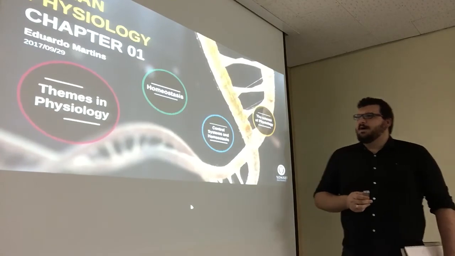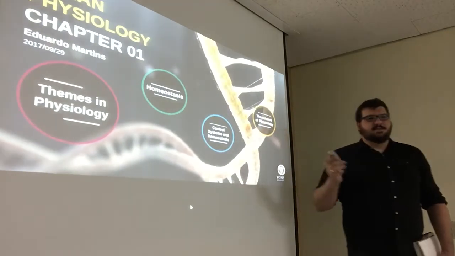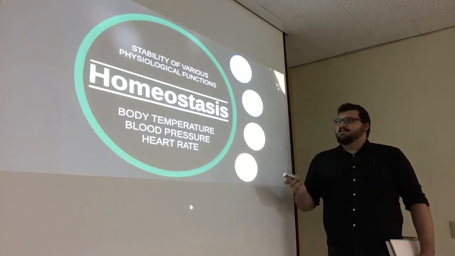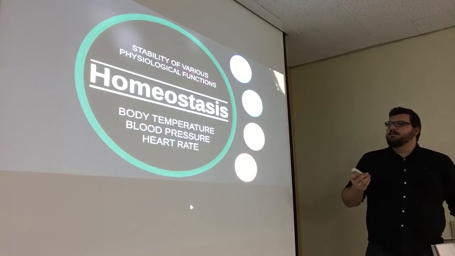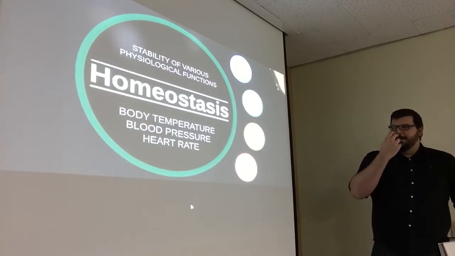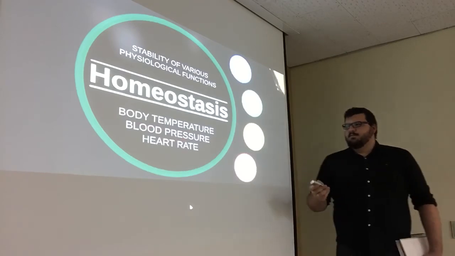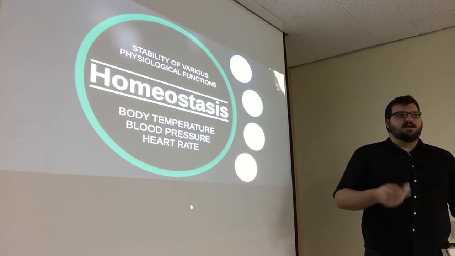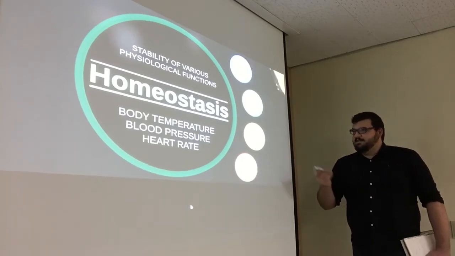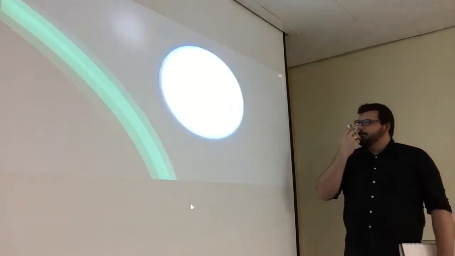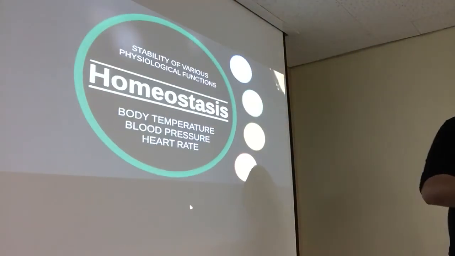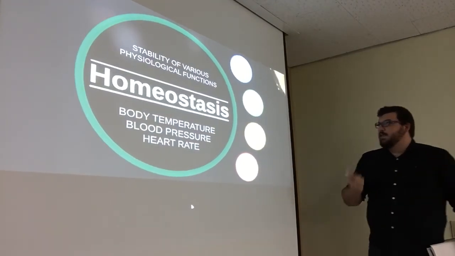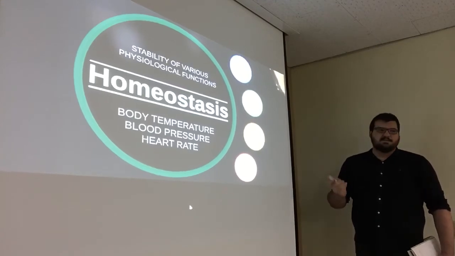Okay, so now we go to homeostasis, which is the explanation of how it works. Homeostasis is the stability of various physiological functions, for example body temperature, blood pressure, and heart rate. So homeostasis works to keep all of this stable, all the systems stable. Let's check some topics about this. Okay. So this is part of homeostasis.